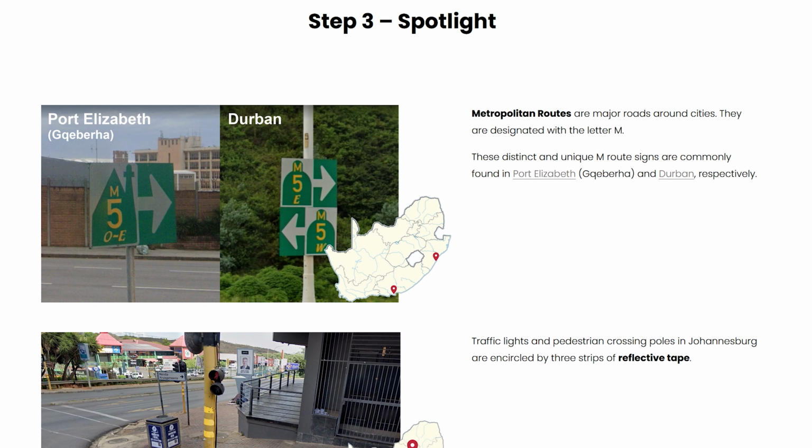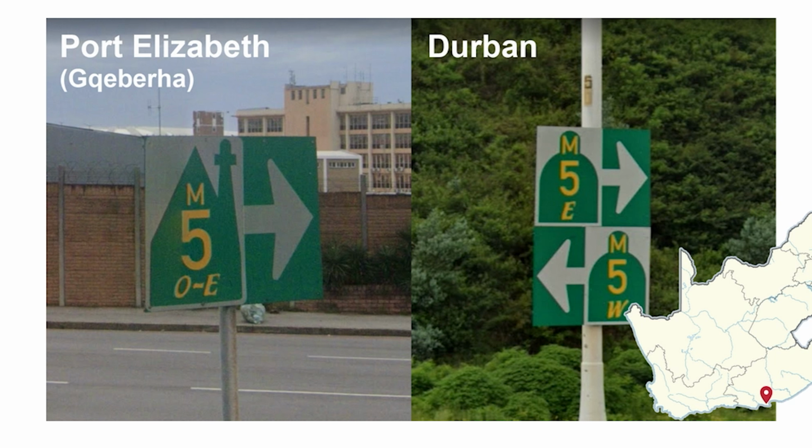We have some extra stuff here. These are just very specific city things, I guess. Metropolitan routes are major roads around cities. They are designated with the letter M. These distinct and unique M routes are commonly found in Port Elizabeth and Durban respectively. Oh, I see. So it's like looking at the shape. So this is Port Elizabeth with the little protrusion on the right side. And then the Durban one looks kind of like a baby bottle.